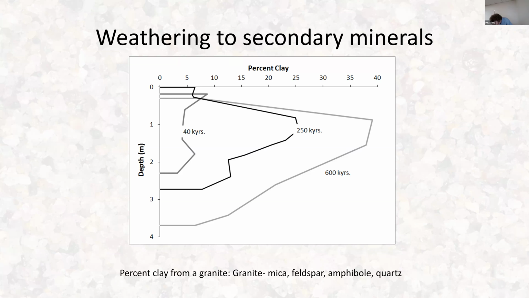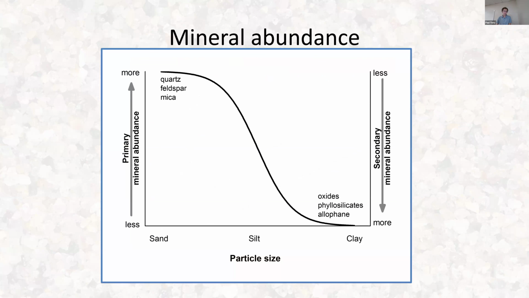Okay, anything else I want to talk about on mineral abundance? Oh yeah, as particle size decreases from sand to clay, it gets more fine. You go from more primary minerals such as quartz, feldspar, and mica. As they weather, they turn into the secondary minerals: clays, allophane, oxides. More secondary minerals, generally finer texture.